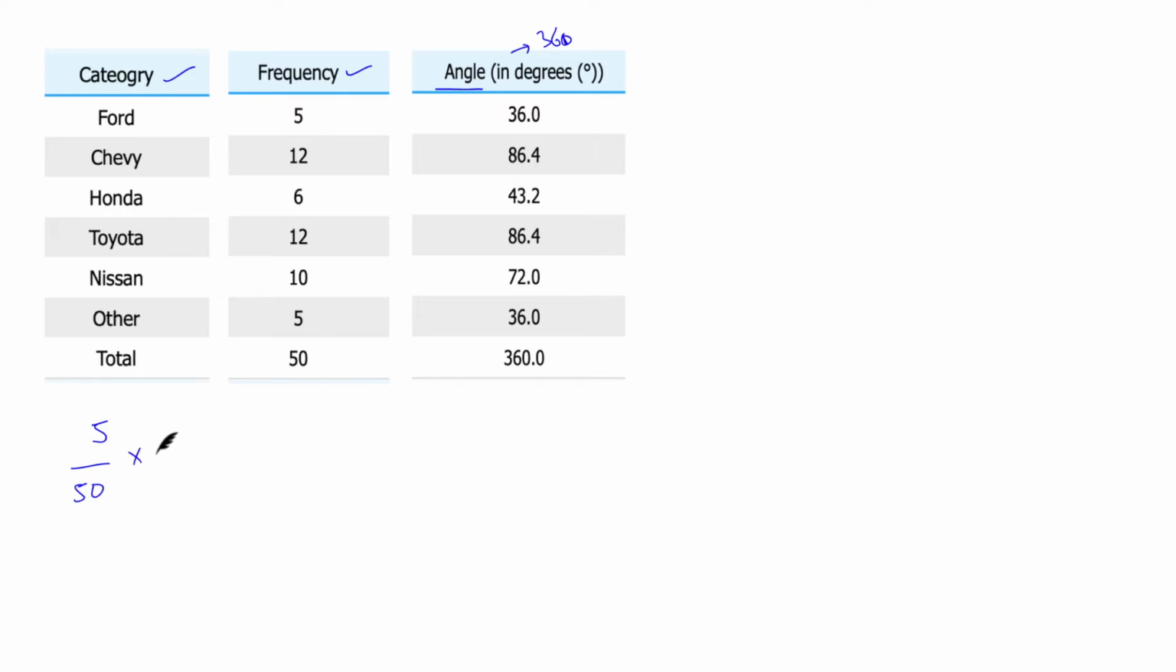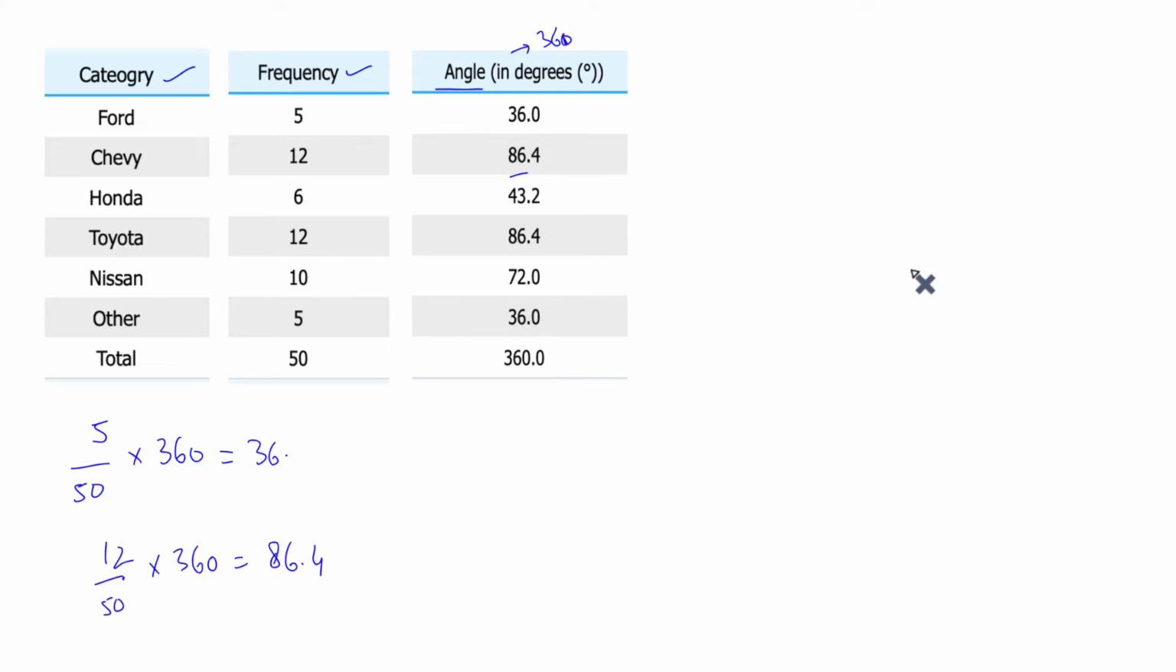And then we multiply this by 360 to get the sector, to get the angle. So what do we get? We will get 36 degrees. Similarly, if you do 12 divided by 50 into 360, you will get this number, that is 86.4. Once you have all the angles, you can easily come up with a pie chart.